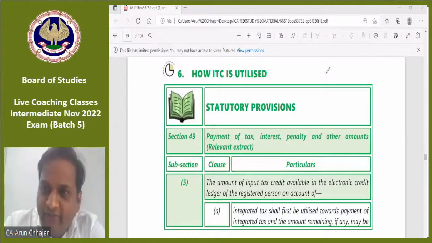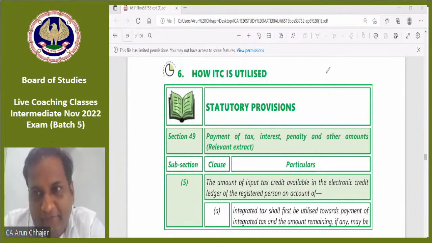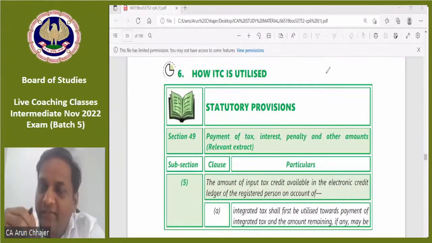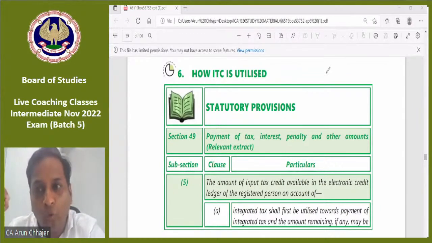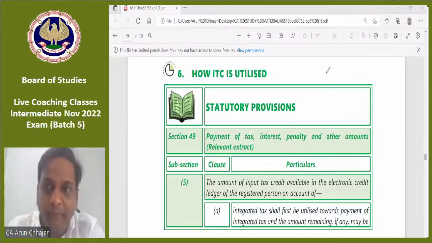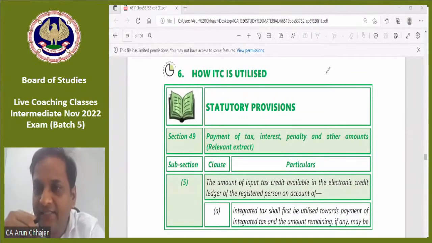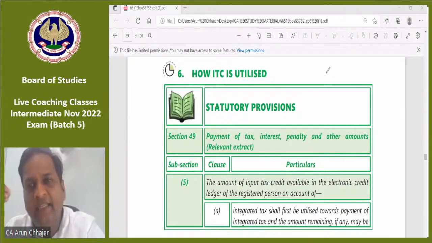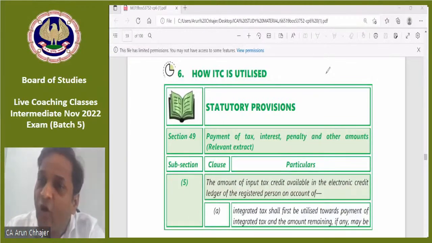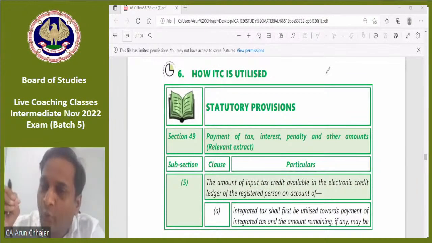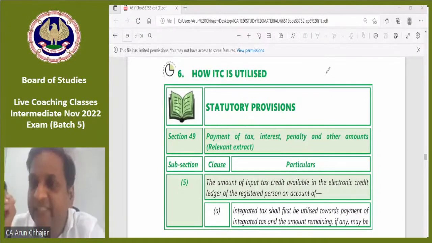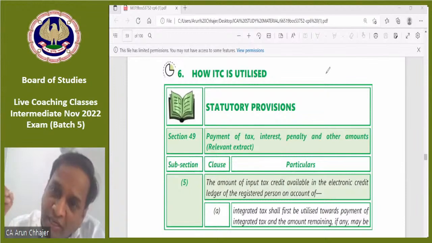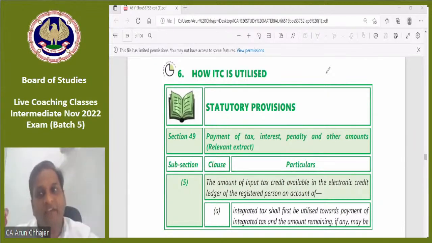Today we are going to discuss Section 49, and today is the last class for the input tax credit chapter. This section 49 deals with utilization or payment of the taxes, interest, penalty. How are we going to use the taxes? For example, I have the tax liability in the IGST and I also have the ITC, let's say under the CGST, SGST, or vice versa. What is the provision relating to the utilization of input tax credit for the tax liability within the same head or the other heads? That we are going to discuss.